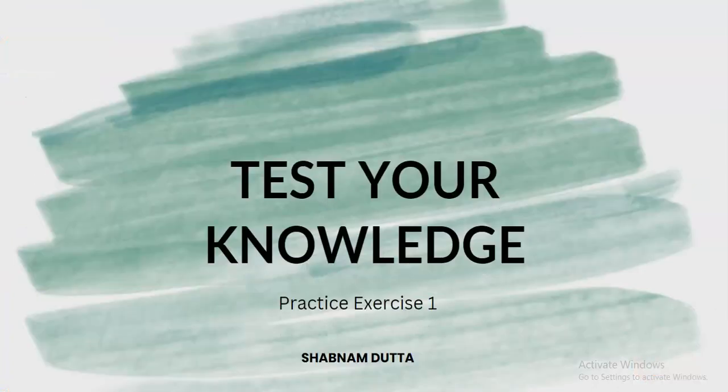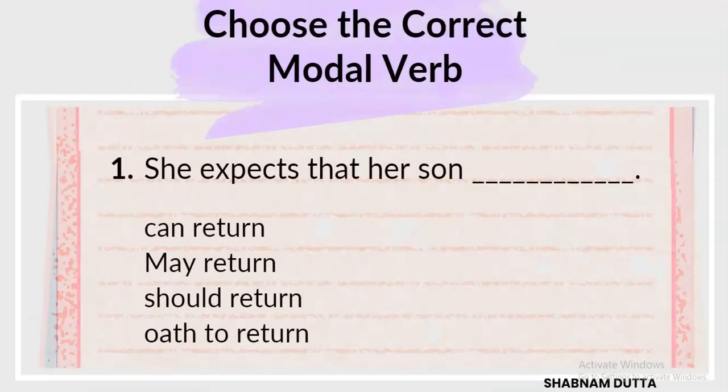Now it's time for a first exercise. Can you choose a modal verb in each sentence? Let's test your knowledge. Number 1. She expects that her son dash: can return, may return, should return or ought to return.